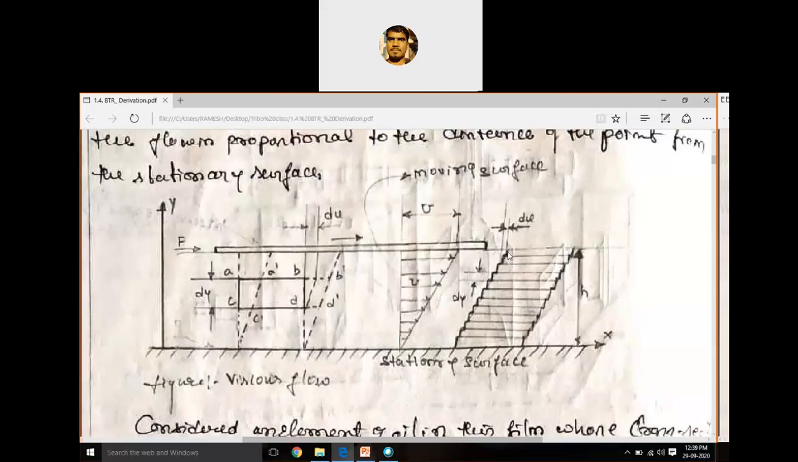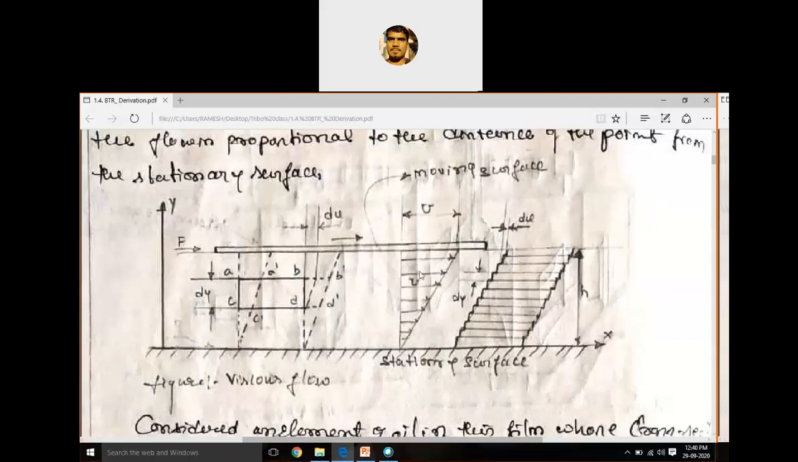The top layer is moving with the same velocity u, and the bottom layer has velocity 0, because there is a perfect adhesion between the surface and the layer. Similarly, there is a perfect adhesion between the moving surface and the top layer, so it also has the same velocity u. In between, the velocity varies from maximum to minimum. Top layer is maximum u and bottom layer is 0.